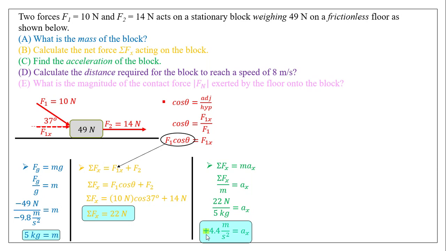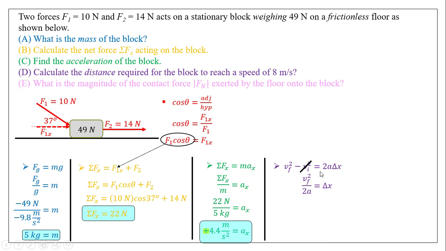Part D asks us to calculate the distance required for it to reach a speed of 8 meters per second. The quickest way I think to do part D is to use this time-independent kinematics equation. Here I know Vi is 0, so I'm going to cross that out. Therefore, to solve for delta x, which in this case is displacement, but the block is going one direction, so the magnitude of delta x is really the distance. The difference between displacement and distance is that one's a vector, one's a scalar. This problem only moves in one direction, so the magnitude of each of those values will be the same.